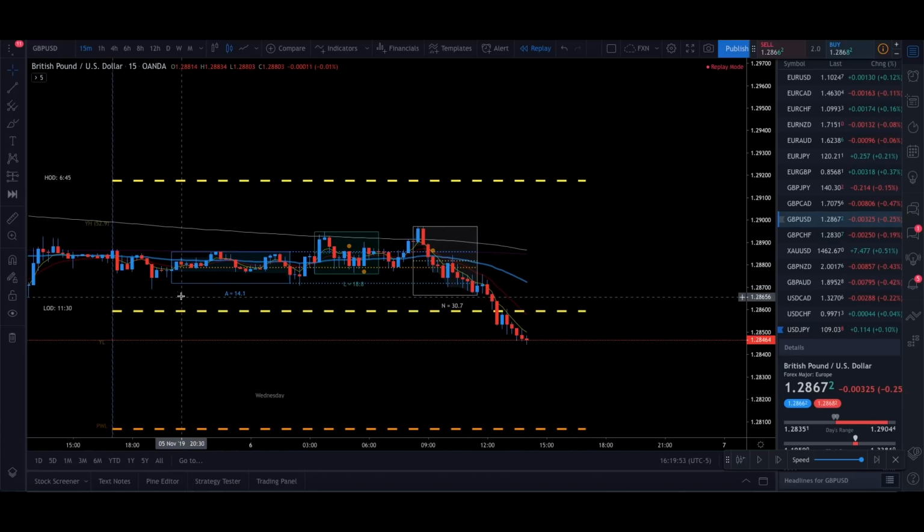All right, if your pip range is 15 pips or less, always just wait for a type 1 setup to develop. If it doesn't develop a type 1, then you don't trade it. It's that simple.